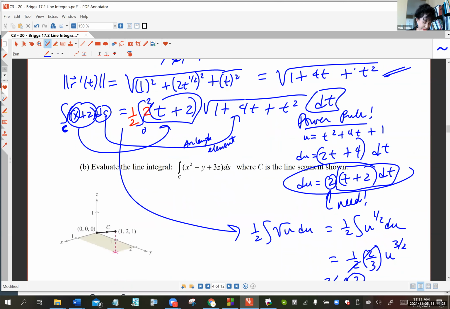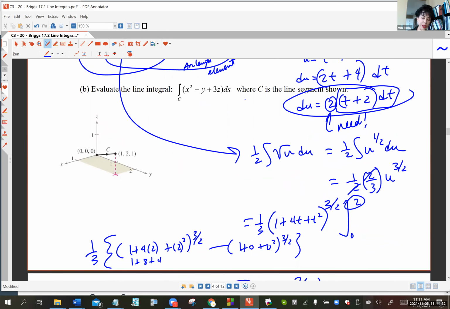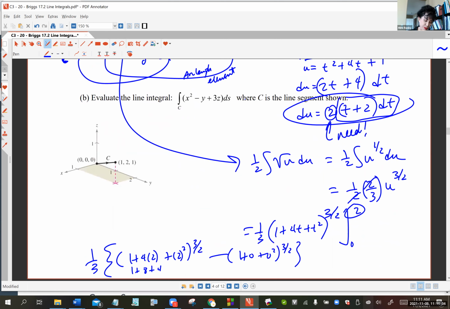Okay, so there's your first line integral example. Not too bad, right? All right, let's take a look at another one where it's not parameterized. We're going to have to do the work.